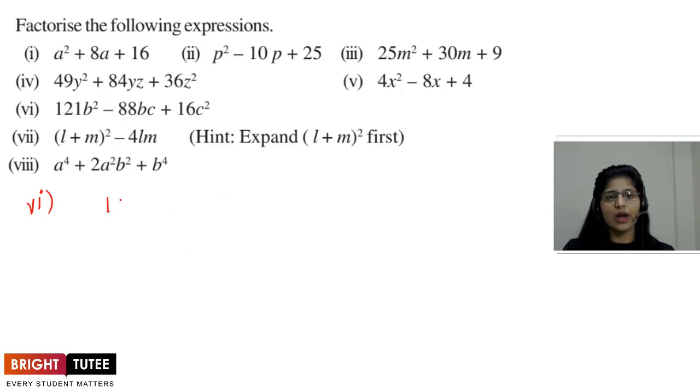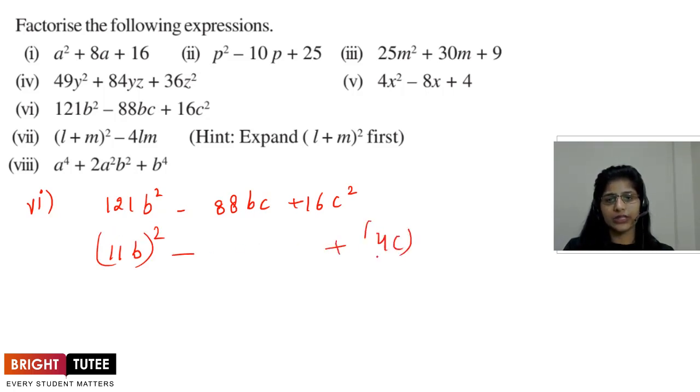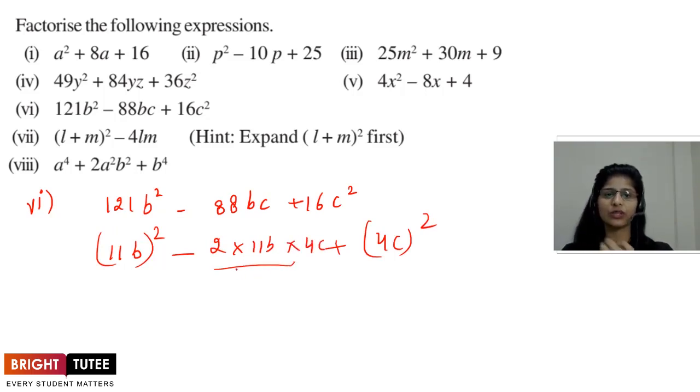The sixth part says 121b square minus 88bc plus 16c square. So 121 is the square of 11, so (11b) whole square, minus here (4c) whole square, and 2 into a into b. Does it give us 88bc? Yes, 2 into 11 is 22, 22 into 4 is 88. So it is again a square minus 2ab plus b square, which is an identity for (a minus b) whole square. So the factors will be (11b minus 4c), (11b minus 4c).